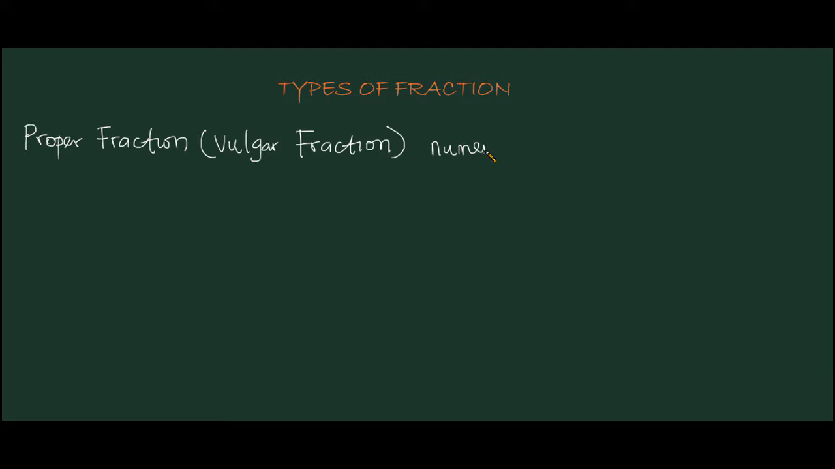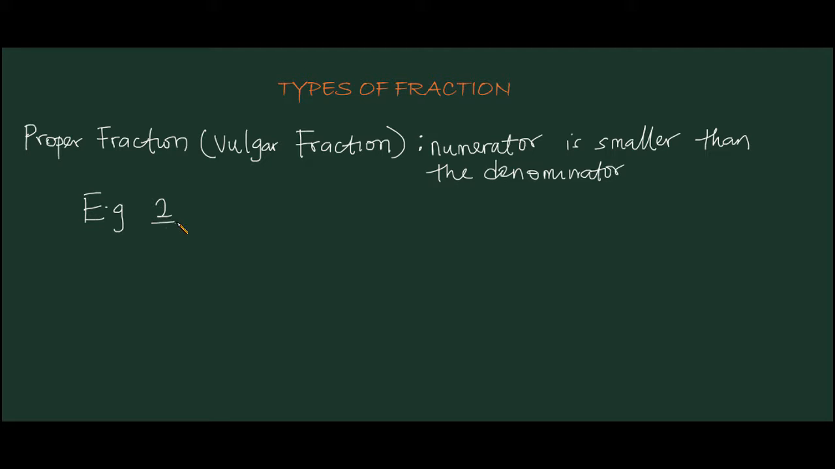Numerator is smaller than the denominator. So let us look at examples to clarify this statement. For example, we have 2 over 3, 1 over 2, 4 over 5, 3 over 7, and so on. If you notice, the numerator, the top number, is smaller than the denominator.